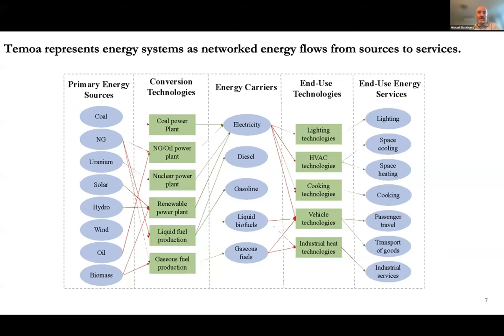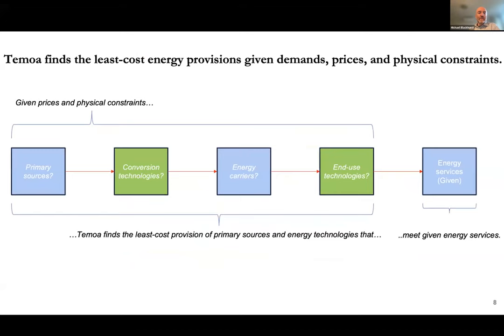The heart of it is relatively simple. If you tell me what the prices and the operating characteristics are of the technologies we could choose, TMOA will tell you what the least cost set of those technologies are to meet your demands. So all these things with question marks on here: what sources should we use? What conversion technology should we use? What end use technologies, like appliances, should we use? Those are things that TMOA will find for you. And you have to tell it what the prices of those things are and how much energy you need.